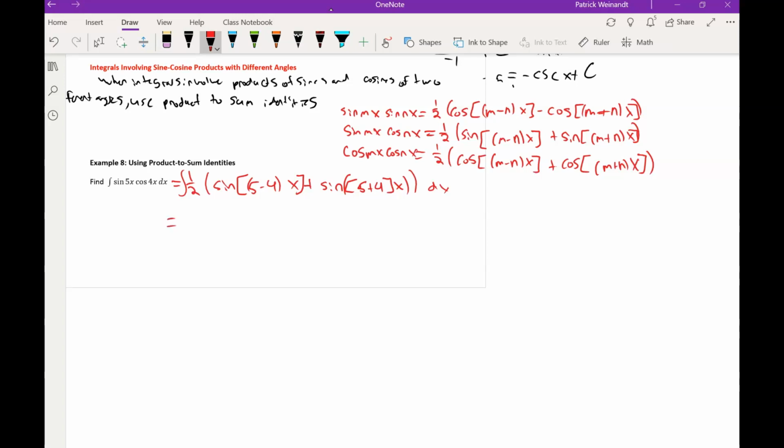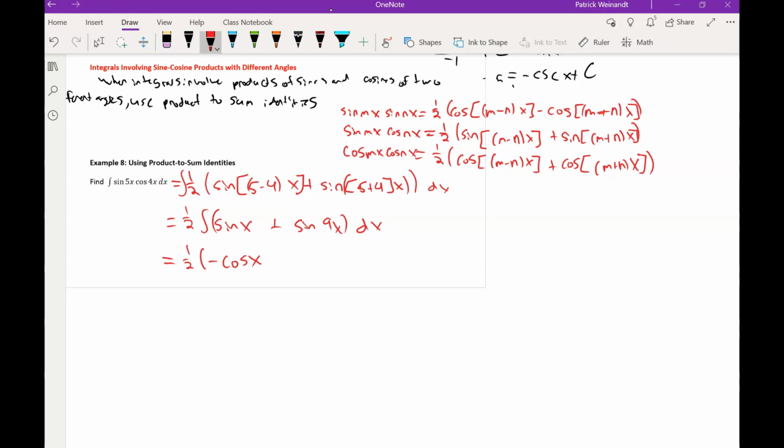Just clean that up a little bit. This is going to be the same as 1/2. We can bring that out front. It's a constant. That's 1/2 times the integral of, well, 5 minus 4 is 1, so this just becomes sine of x, plus 5 plus 4 is 9, so that becomes sine of 9x dx. Okay, well, the antiderivative of sine. What thing's derivative gives me positive sine? Well, we know the derivative of cosine is negative sine, so it has to be negative cosine. So this becomes 1/2 times negative cosine of x.